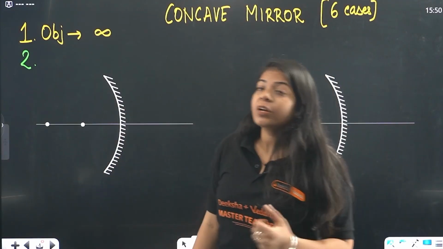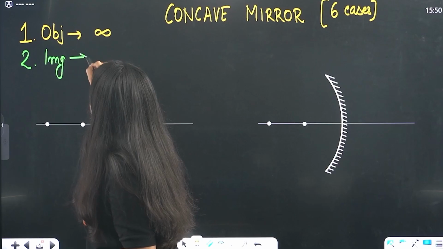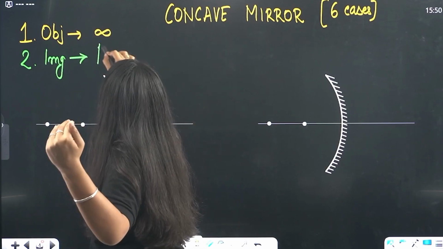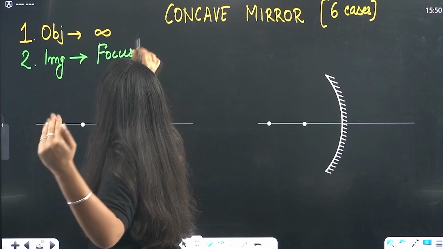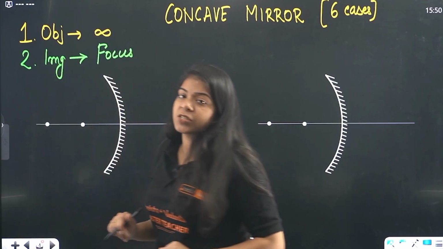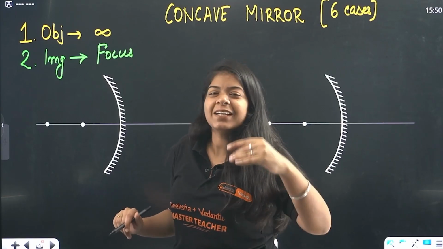Now how do you remember? This is your image. So first is very simple: object is at infinity, image will be at focus. So this is the first thing you have to remember. Object is at infinity, image is at focus. I'll tell you the trick, don't worry, and I suppose you know that trick, but I'll tell you.